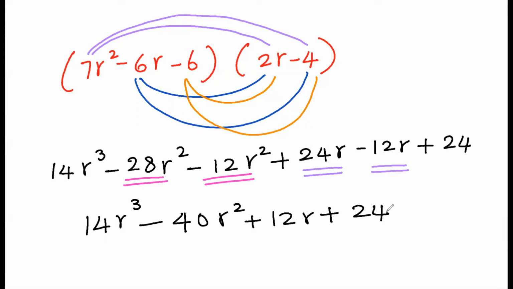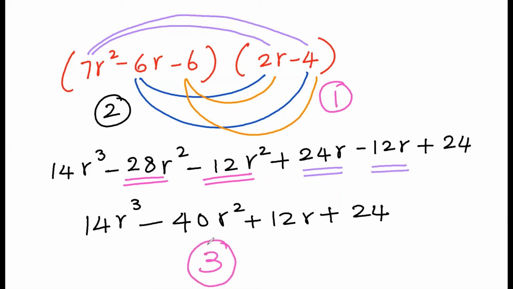So the product of this trinomial and this binomial is a polynomial with 4 terms. Another thing, if you observe, the degree of this given polynomial, the trinomial, is 2. The degree of the binomial is 1. And the product of those two, the polynomial, has a degree of 3. So I want you to pay attention to that concept as well.